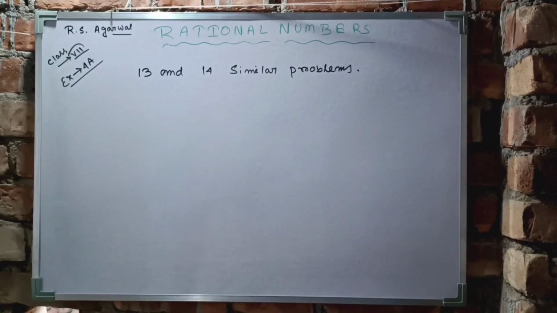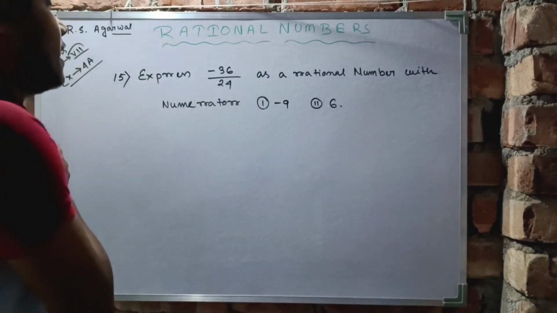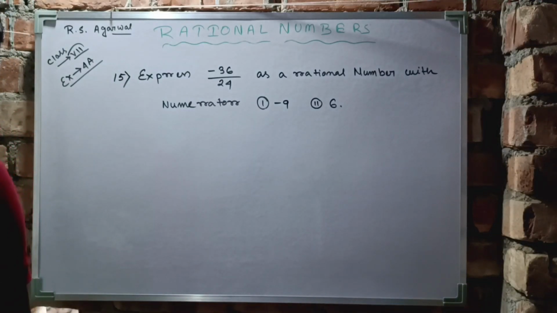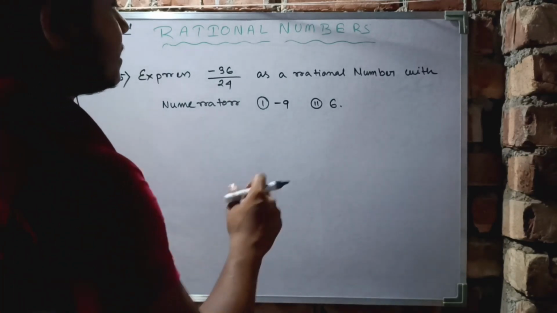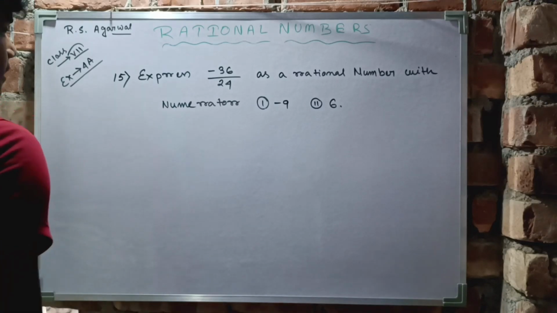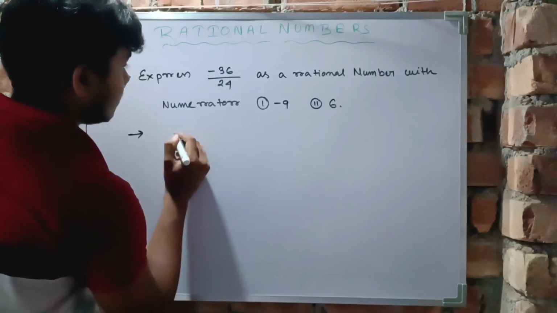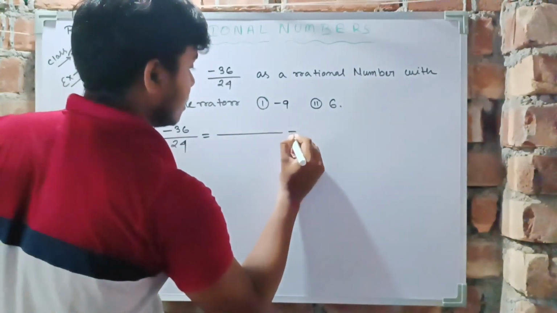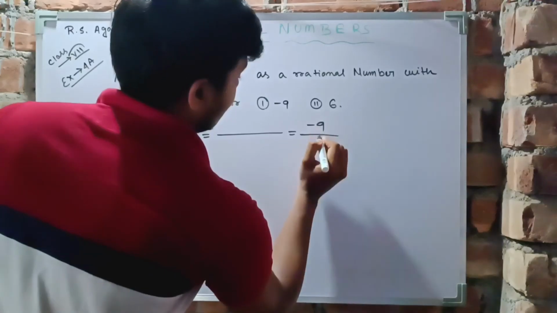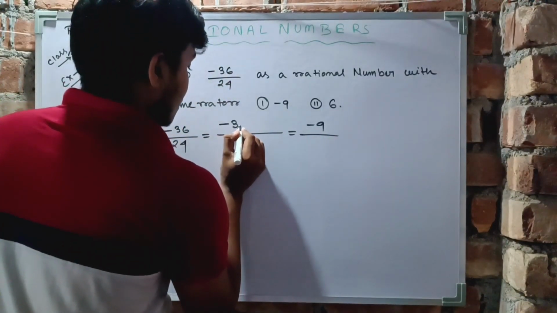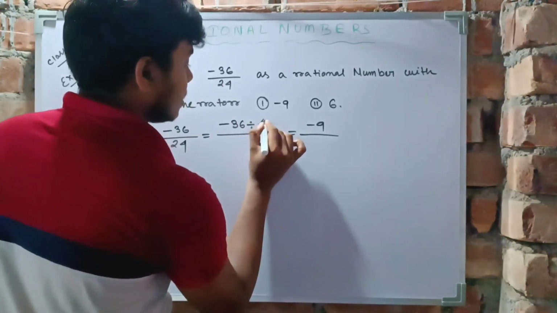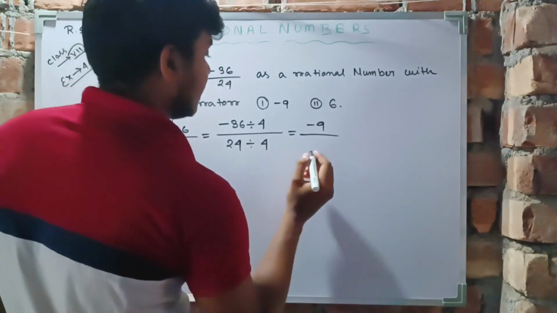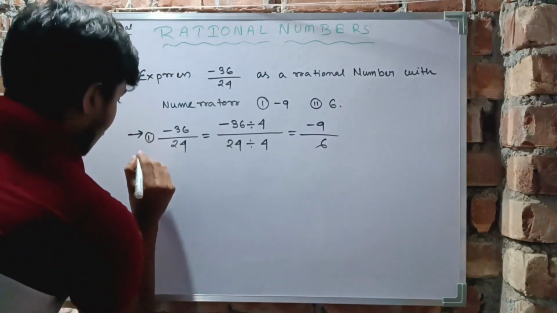13 and 14 are similar problems. Our next problem is express -36 by 24 as a rational number with numerator -9 and 6. Let's start. -36 by 24, equal to, what numerator do we have to bring? -9, right? So dividing -36 by what gives -9? The answer is 4. Similarly we have to divide 24 by 4 as well, so the answer is 6. Problem number 1.